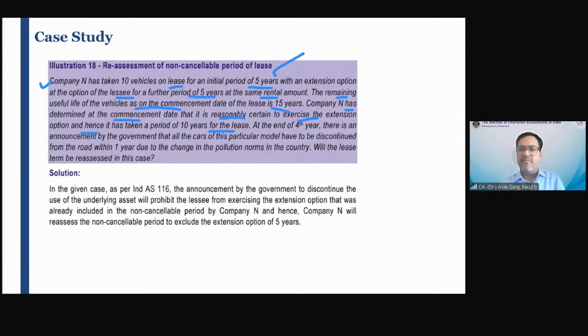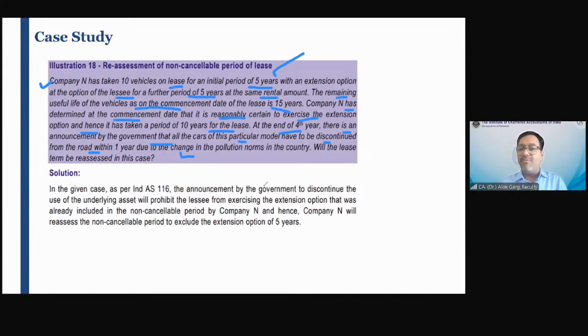10 years. At the end of the 4th year, there is an announcement by the government. What was the total lease term at the commencement date? 10 years. And at the end of the 4th year, what is the period which has to go? 6 years more. So at the end of the 4th year, there is an announcement by the government that all the cars of this particular model have to be discontinued from the road within 1 year due to the change in the pollution norms in the country.